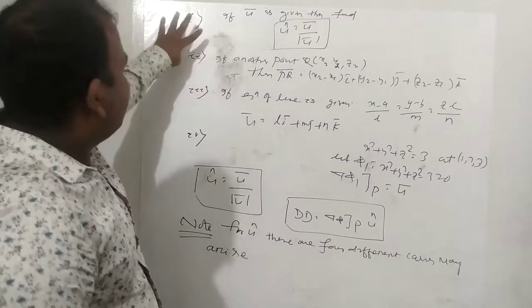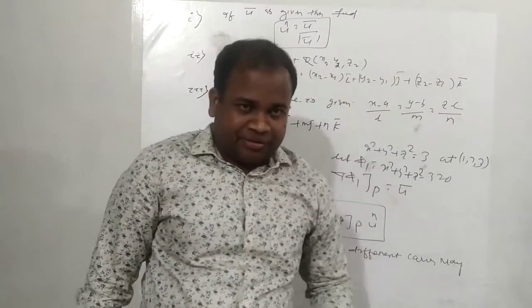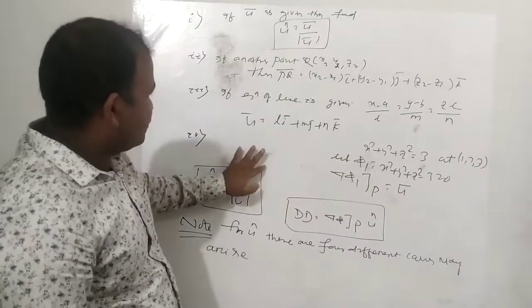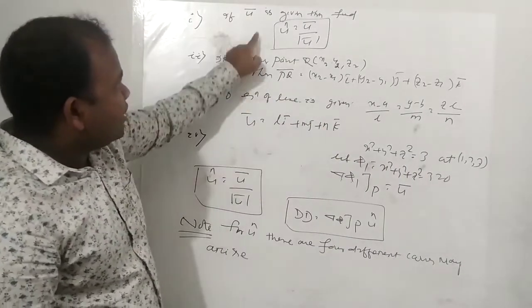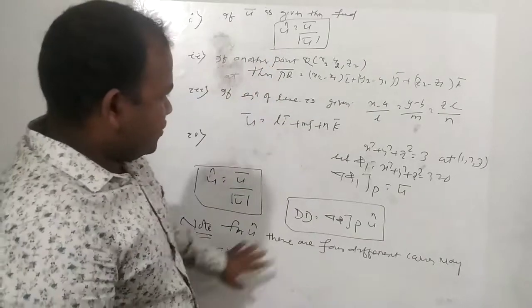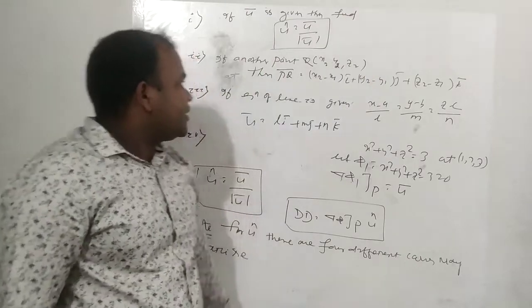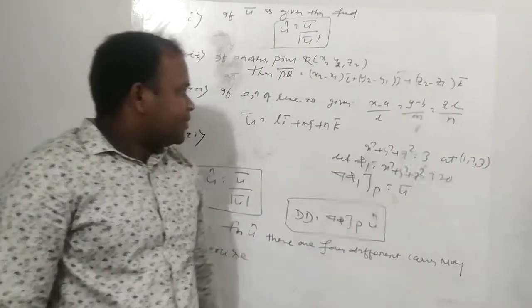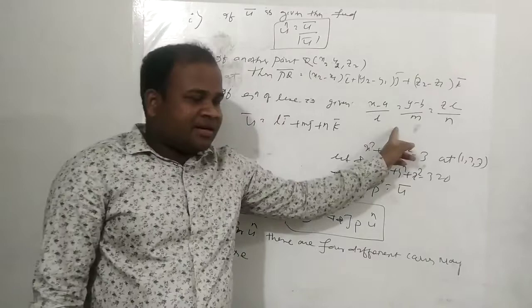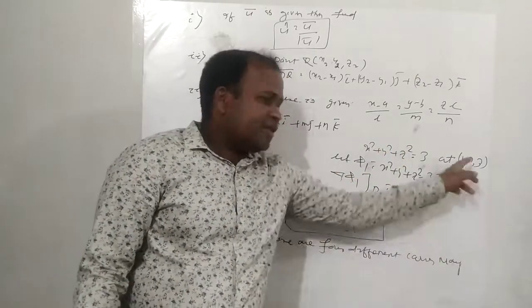So in this way, the directional derivative may come in 4 ways. Out of the 4 cases, one way it will come in the examination. So this is where the u vector is already given. In another case, a point is given. This is the equation of a line, and this is the equation of a circle. At the particular point, another point is given.